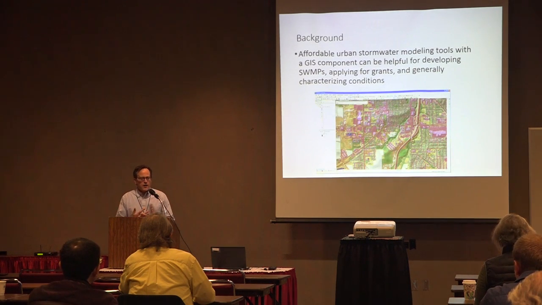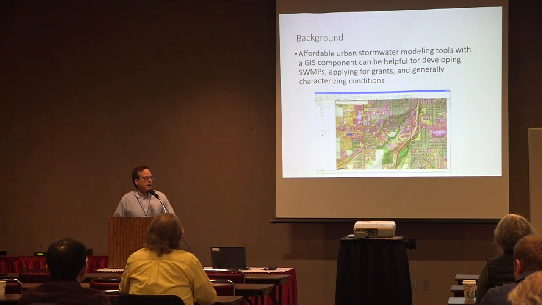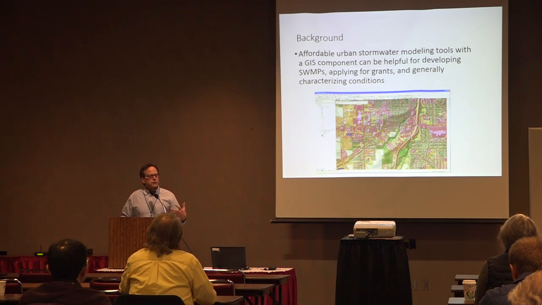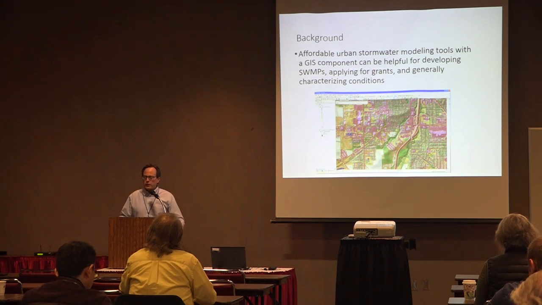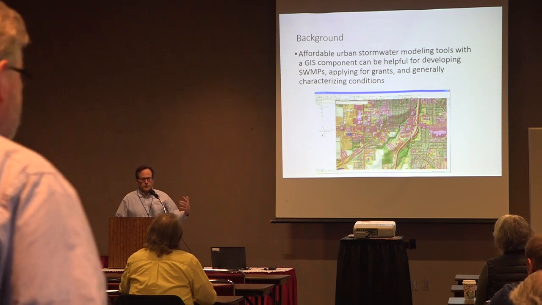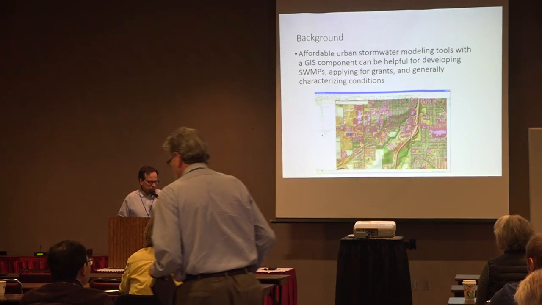It's useful for watershed groups or municipalities to have affordable, useful stormwater planning and modeling tools to do things like, first of all, characterize what is happening out in the urban areas in the real world, and investigate what-if scenarios. What if we put in some green infrastructure or best management practices, how might that improve the situation? That can be useful in applying for grants, and generally just characterizing conditions.